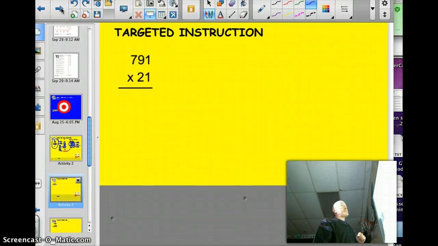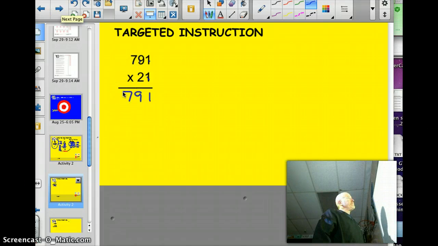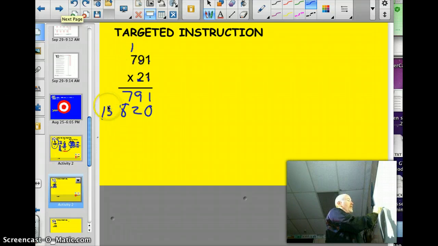All right, our next problem is 791 times 21. Let's jump in and do this. 1 times 1 is 1. 1 times 9 is 9. 1 times 7 is 7. All right, this is the point where you have to put that 0 down now because now you're multiplying from the tens spot. So 0 down. 2 times 1 is 2. 2 times 9 is 18. There's my 10 for the 18. 2 times 7 is 14, plus that 1 is 15.